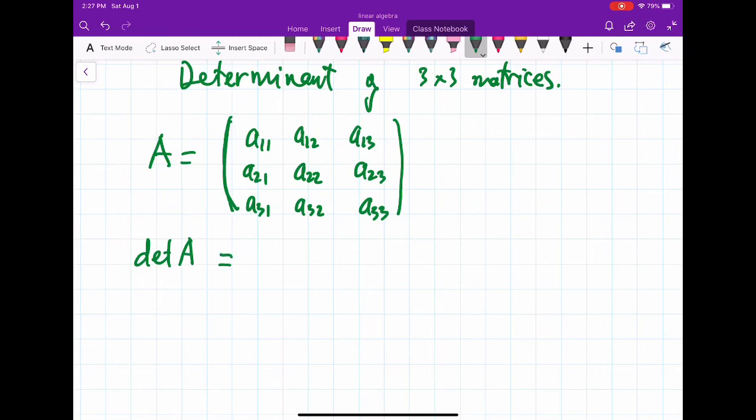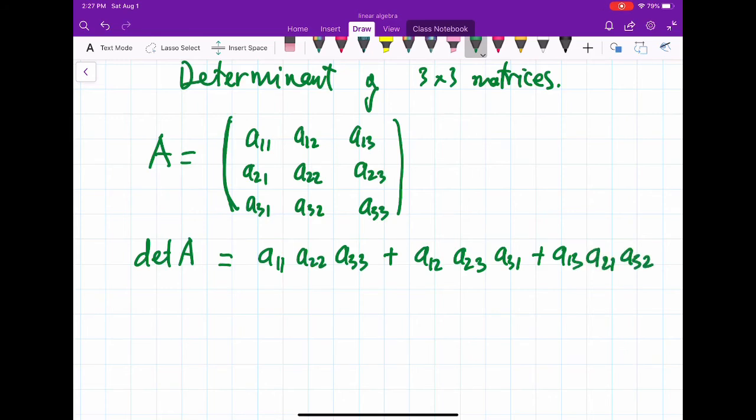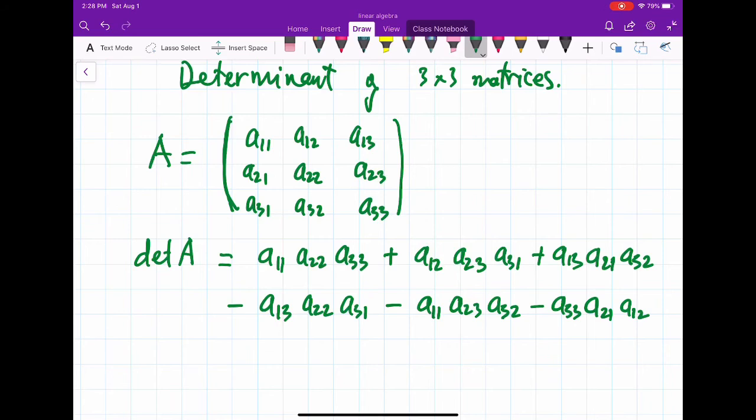Determinant of A equal to A11 A22 A33 plus A12 A23 A31 plus A13 A21 A32 minus A13 A22 A31 minus A11 A23 A32 minus A33 A21 A12. Look at this.